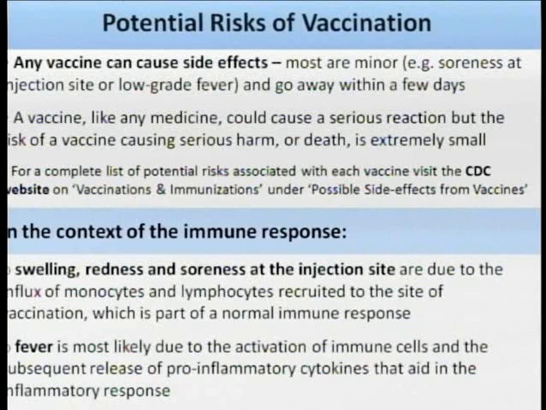So again, in the context of immune response, as far as what happens as a result of vaccination, swelling, redness, and soreness, again, that's good. Our immune system is working. Cells of the immune system are being called to that injection site, and they are going to respond to the pathogen in the vaccine. And again, another thing that may occur is fever. And again, this is likely due to activation of immune cells and the release of particular chemical mediators that help that immune response move forward. So these things are all normal in the context of an immune response.